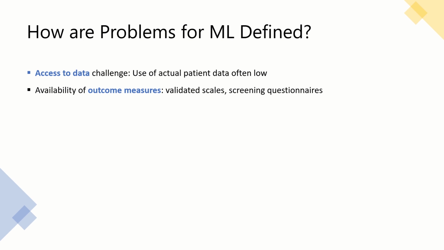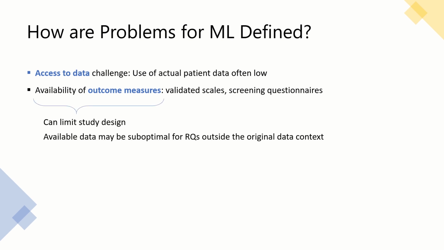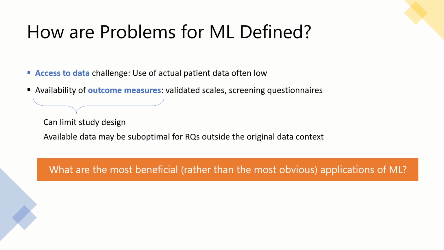Thus, we suspect that general difficulties to collect and access high-quality mental health data can limit study design and force researchers to use readily available data that may be suboptimal for exploring a particular research question outside of the original data context. We believe it is important, however, to not be limited by data access restrictions and instead to ask, what are the most beneficial rather than perhaps the most obvious applications of machine learning?